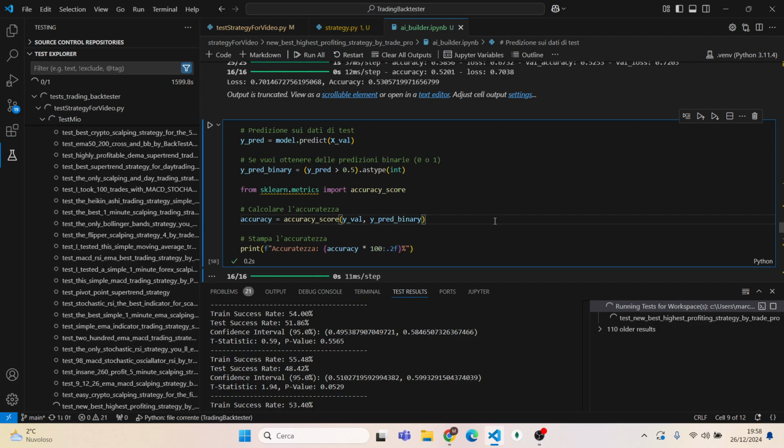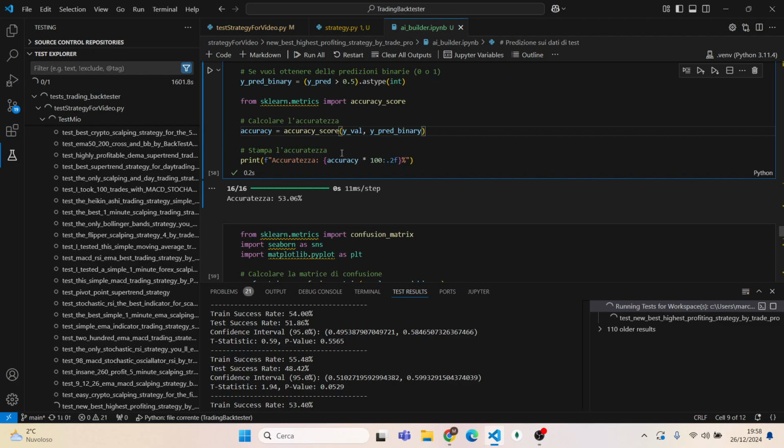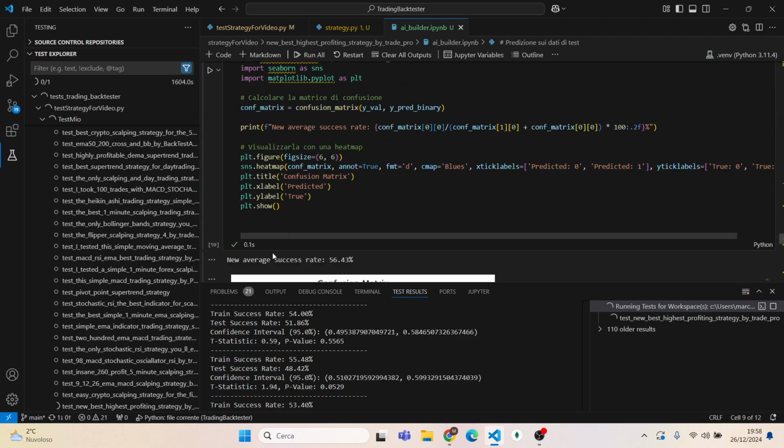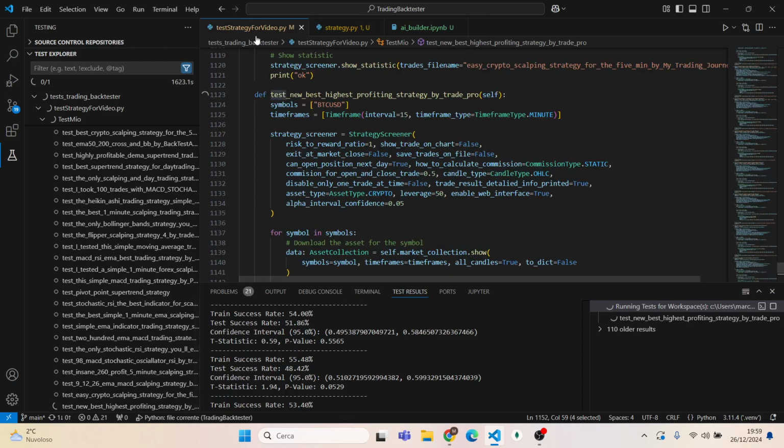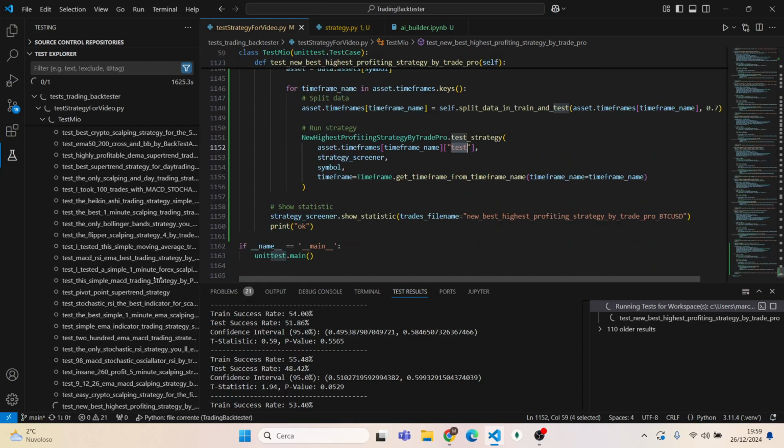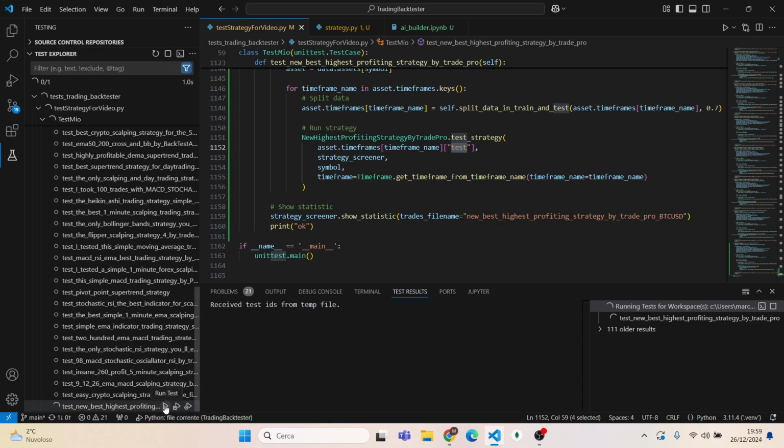So basically, for now, the AI is telling me that only by looking at the validation dataset, which it has never seen, it obtained 56.43. So that must be clear. So it's time to run again the strategy, and let's see if we have really improved it or not. So let's run again.